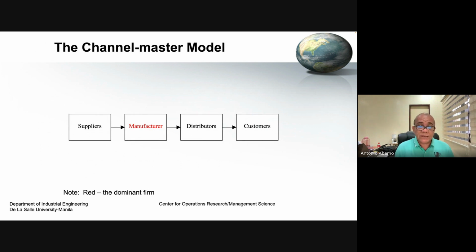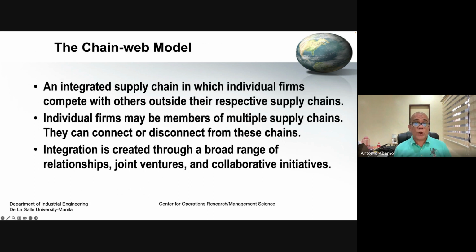Okay, just like this one, you have a channel master model. The manufacturing operation or manufacturer is the supply chain champion. Okay, now the dominant firm, and then suppliers, and then from there it goes to the distributors until it reaches the final customer. Okay, so what about chain web model?